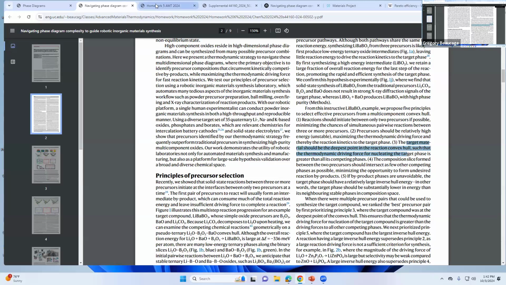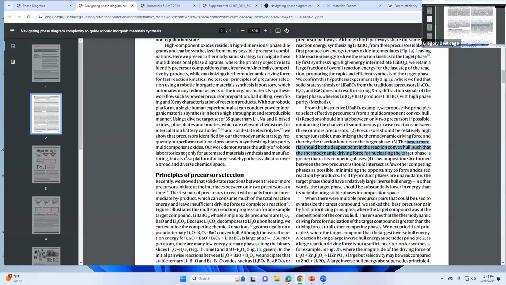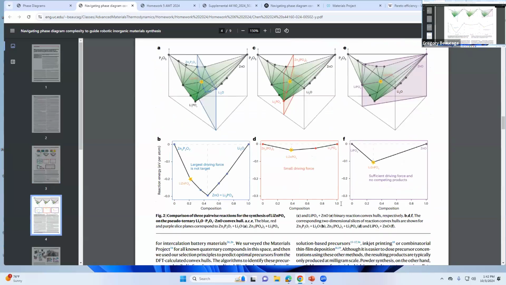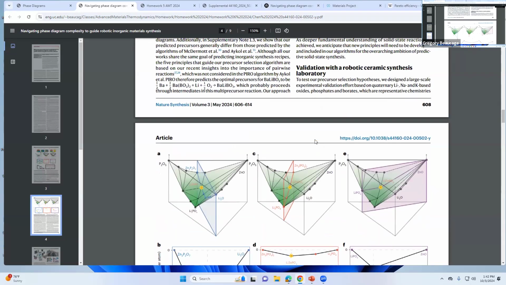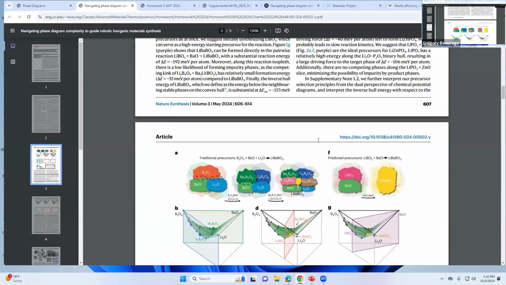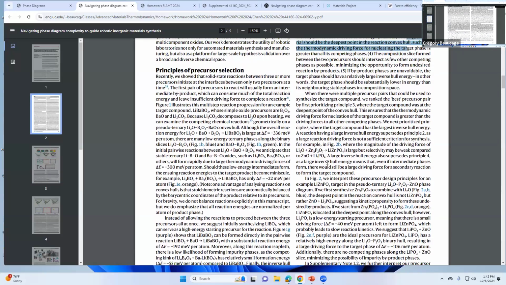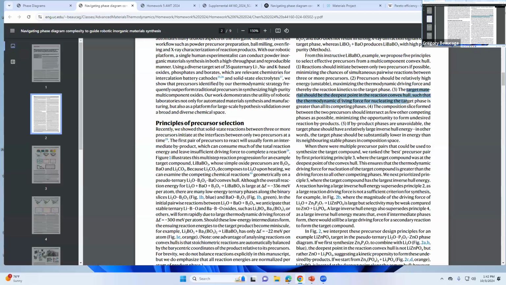So if you have something like that, he shows an example in B where it isn't the lowest point in the reaction. He's trying to get the yellow and there's a lower point. Basically, you're not going to get your product in that. You're going to get zinc oxide and lithium phosphate, not the ternary or quaternary oxide. The composition sliced between the two precursors should intersect as few other competing phases as possible.